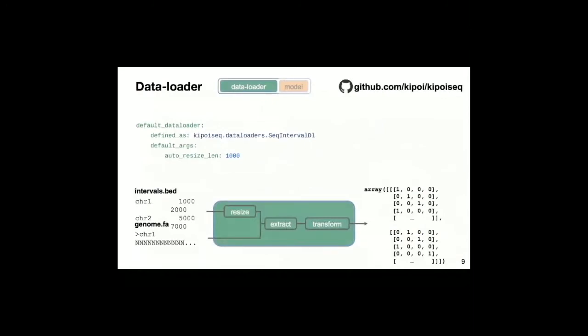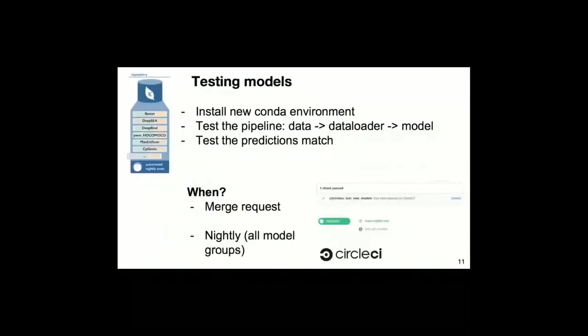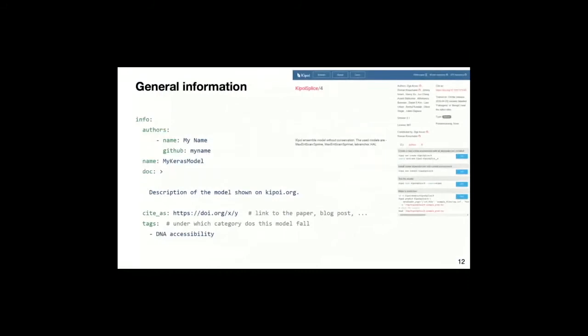Models come along with data loaders, which abstract and unify the preprocessing of data stored in bioinformatics file formats, yielding numerical representation that can be used as model inputs. We use Conda to manage dependencies. Models are subjected to nightly tests and test on merge request using a continuous integration service, thereby ensuring that all models are executable and yield reproducible outputs on test datasets. General model information, including a simple application classification, facilitate the browsing of models on the repository website.